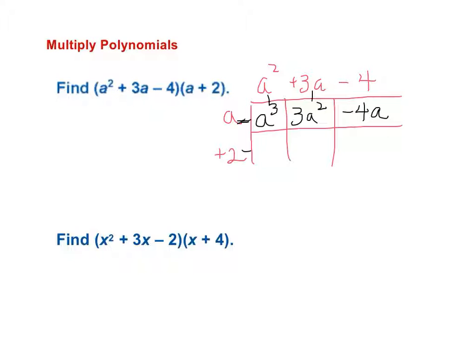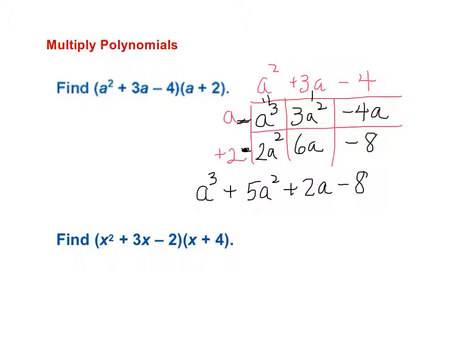And then I'll do these on the bottom. So I have 2a squared, I have 6a, and I have -8. And then I'm going to combine like terms. So I have a to the third plus 5a squared. Writing these things made it look like they were negatives, but they're not. They were just placeholders. And then plus 2a minus 8.